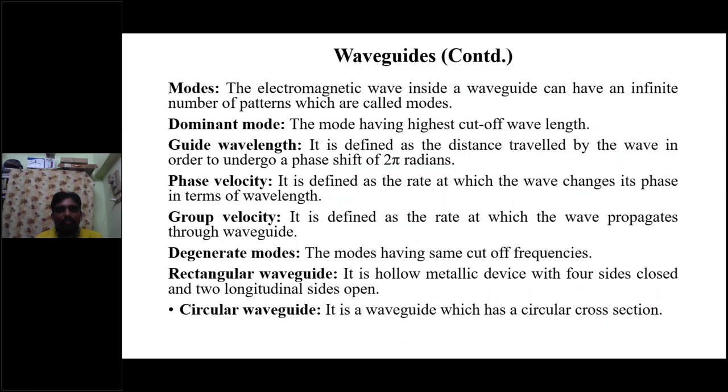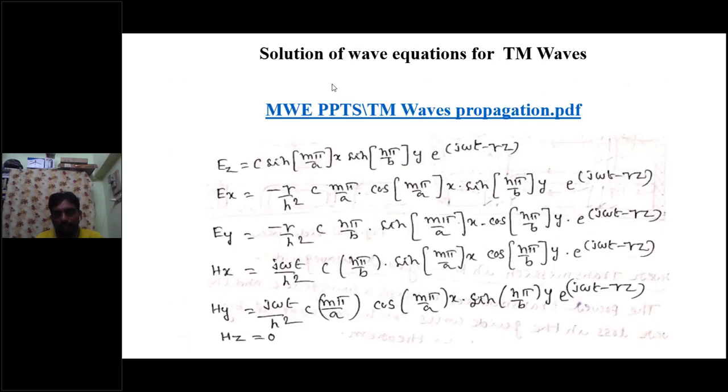First, I take the solution of TM waves, the solution of wave equations for transverse waves. We got the components Ez, Ex, Ey, Hx, Hy. For transverse magnetic waves, the field component along Hz equals 0, and we got all the remaining components. This is the general expression: for transverse magnetic waves we got the sine terms, where C is a constant, sin(m pi x by a) sin(n pi y by b) e to the power j omega t minus gamma z. This is the direction of the wave; the resultant wave is propagating along the z direction.